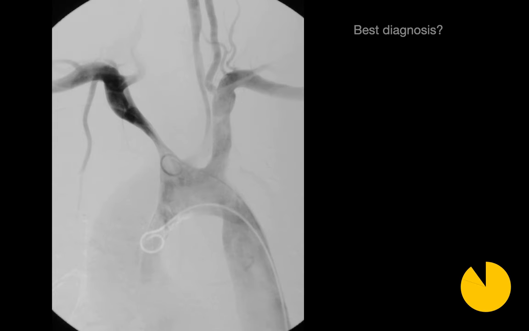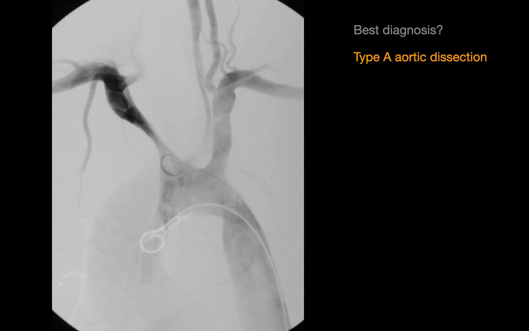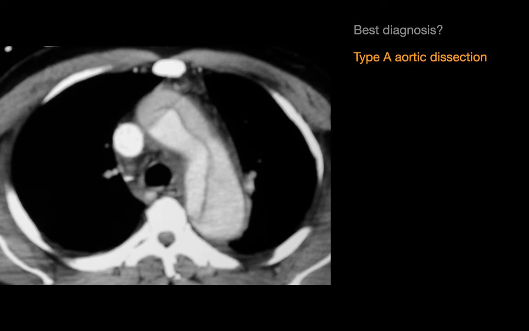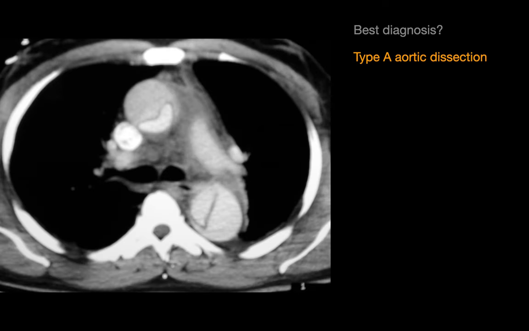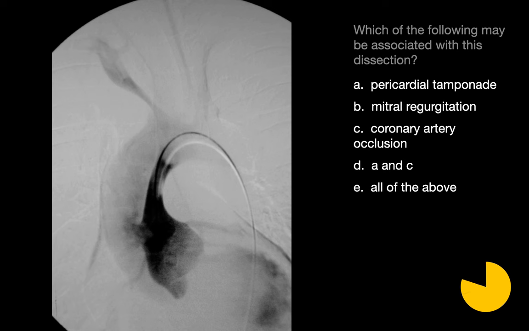What's your best diagnosis? So we were looking at DSA images of a patient with a type A aortic dissection. Which of the following may be associated with this dissection? So complications of type A aortic dissections include tamponade and coronary artery occlusion.